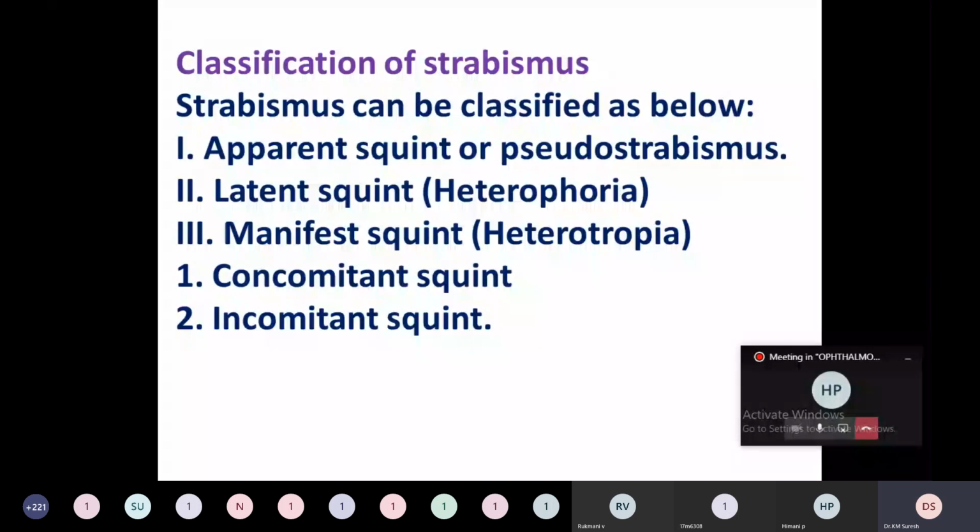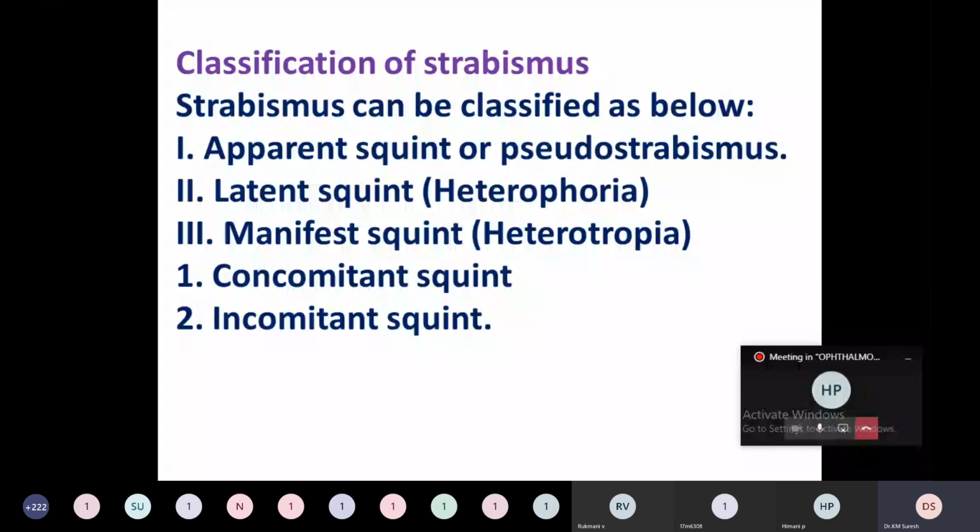Next, you have latent squint, that is hidden squint. The first one is false squint. The second one, there is squint, but it is hidden, latent squint. The third, obviously, will be a manifest squint. Manifest squint can be classified into concomitant squint and incomitant squint. So this is the broad classification of the squint.